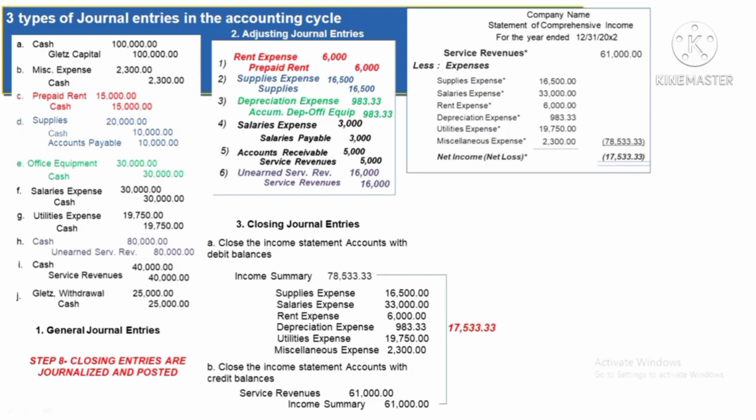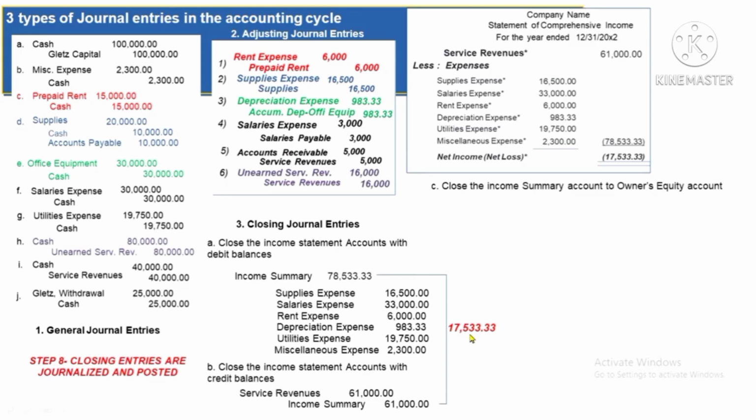The third closing entry is the closing of the income summary account balance to the capital account of the company. So in our illustrative example, we have again a debit of 17,533.33 in the income summary.